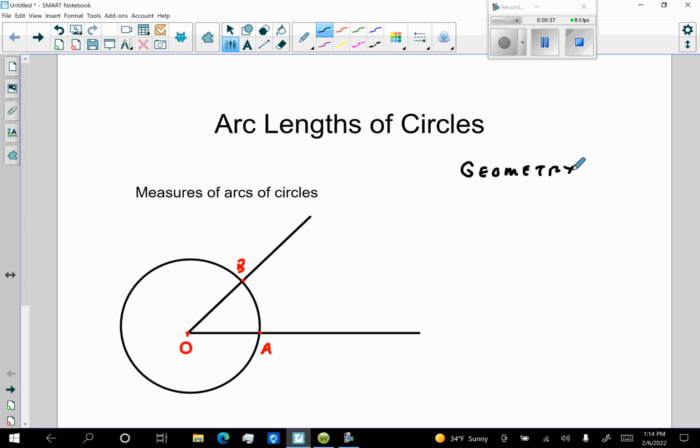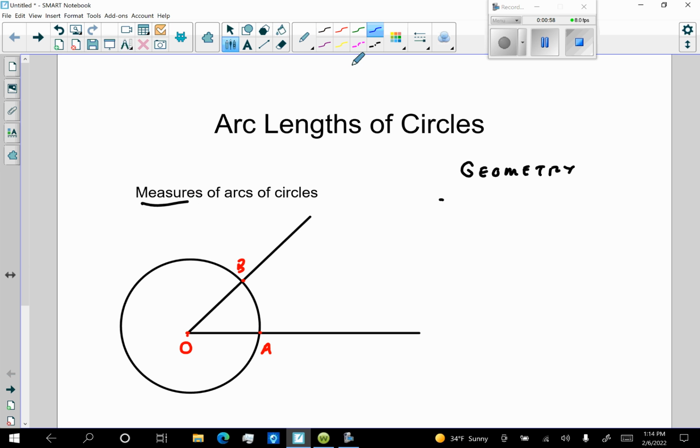And before we talk about arc lengths, we better make sure we have our heads wrapped around what the measures of arcs of circles are, the difference between the measure of the arc of a circle and the length of an arc of a circle. So here I have a circle. The center of the circle is O, and I have A and B on the circle.